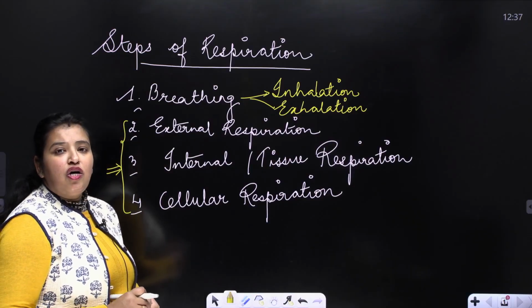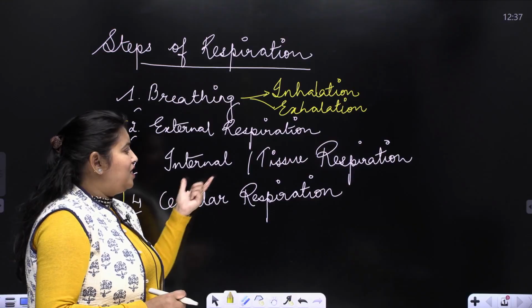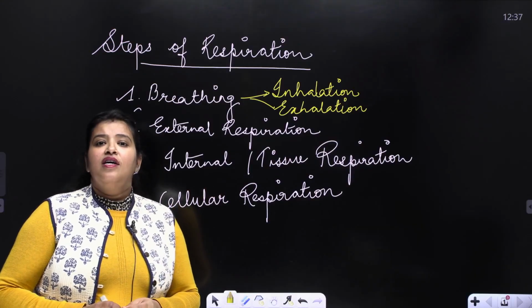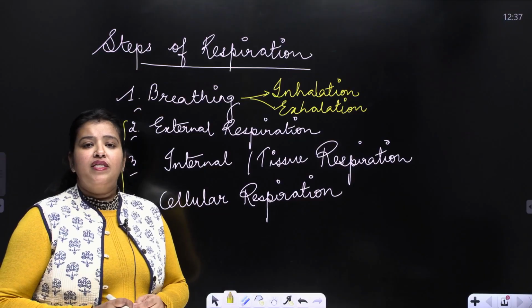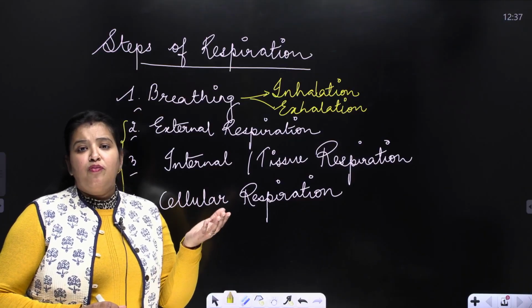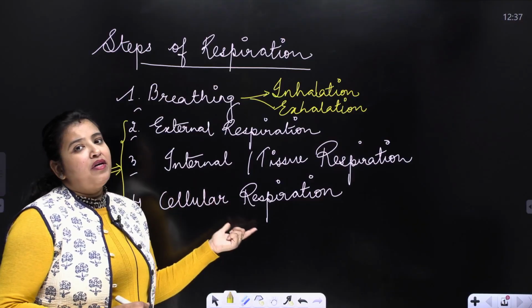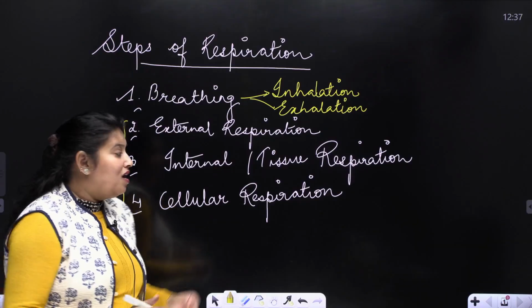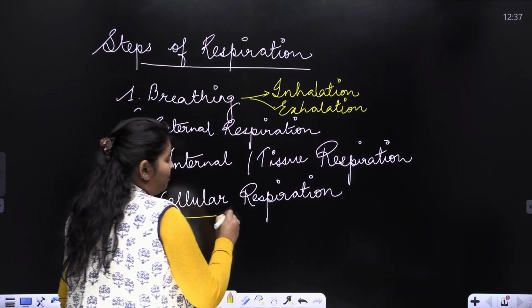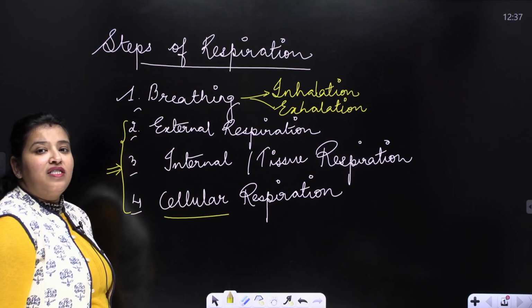Then we have internal or tissue respiration. When I say internal or tissue respiration, that means the gaseous exchange which takes place between the tissues of the body and the blood. And ultimately the blood will reach each and every cell, where the fourth step, cellular respiration, takes place.